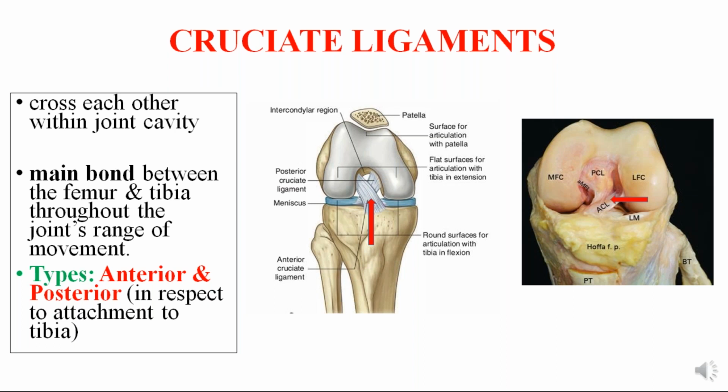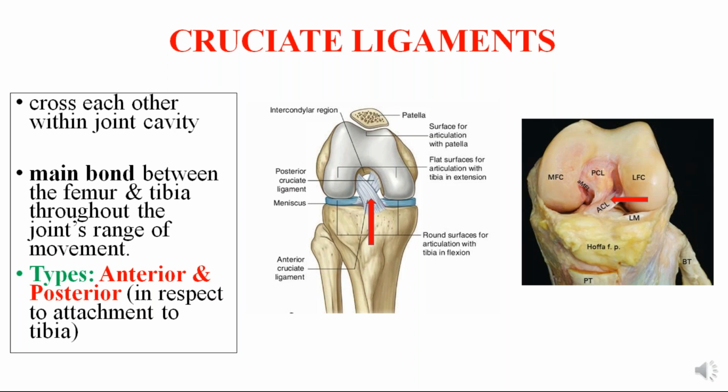These cruciate ligaments are very strong, and actually they are the only main bond between the femur and tibia throughout the various joint range of movements. Now they are of two types: anterior cruciate ligament and posterior cruciate ligament. When we were doing meniscus, we had already seen the relation of the anterior cruciate ligament and the relation of the posterior cruciate ligament with respect to the meniscal horns.